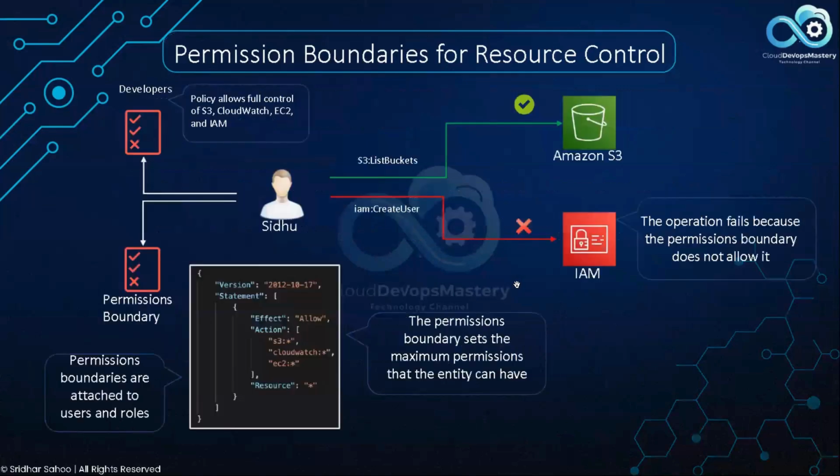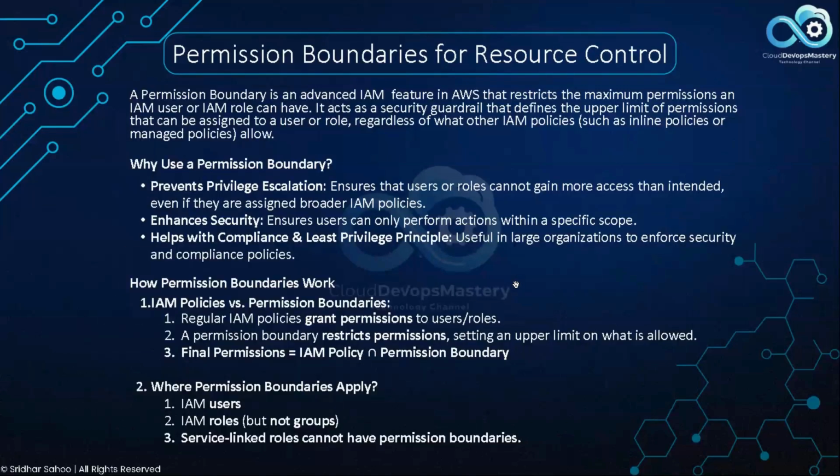Now, how does a permission boundary actually work? Before we jump in, let's try to understand how IAM policy and permission boundary work. Regular IAM policies grant permission to users or roles. You can grant permission to groups as well. A permission boundary restricts permissions, setting an upper limit on what is allowed on top of this. So ultimately, you can say final permission is equal to IAM policy intersection permission boundary. Whichever is common between the IAM policy and the permission boundary is considered the final permissions.